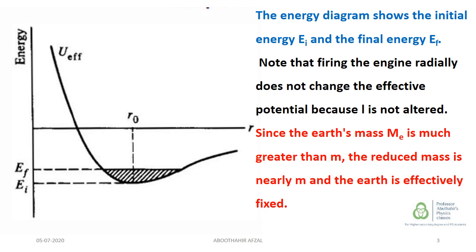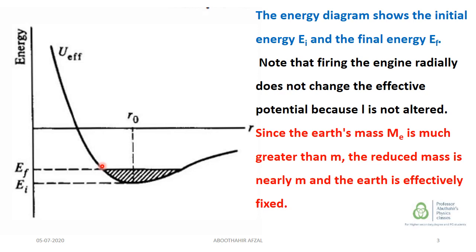So the corresponding energy diagram for this problem. The energy diagram shows the initial energy and the final energy. You can see from this graph the initial energy and the final energy. That means before firing the energy of the satellite is EI, and after firing the energy of the satellite is EF. Note that firing the engine radially does not change the effective potential because L is not altered.